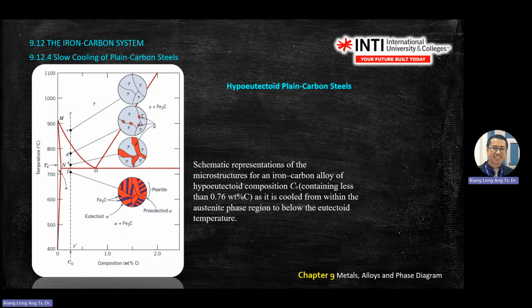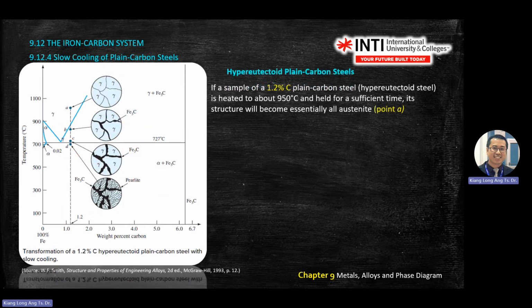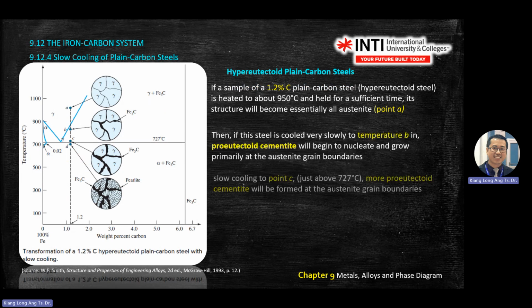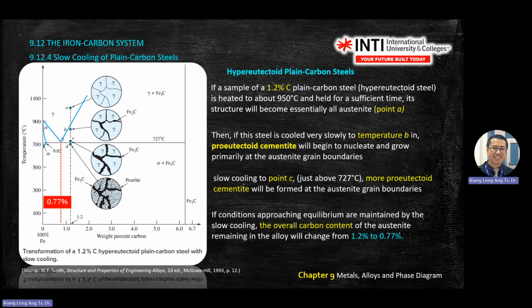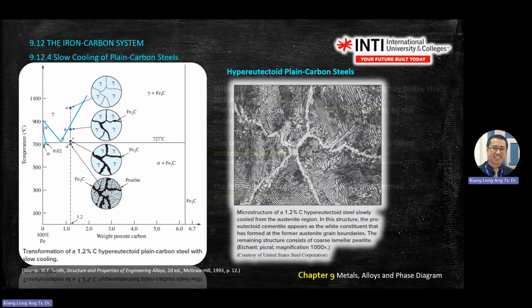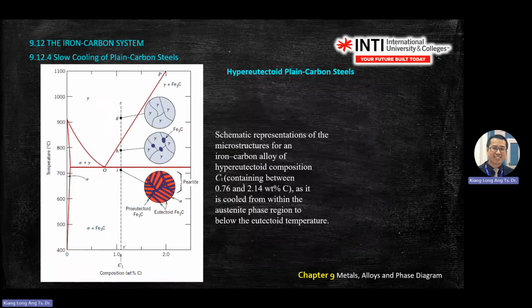What is important is you should be able to know how to draw the microstructure equivalent diagram from C, D, E, F. Okay, this is another presentation, so go and read. This one is another one. Hyper means on the right hand side of the eutectoid temperature or percentage.